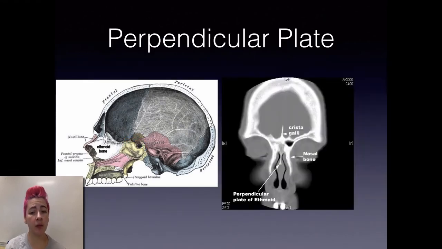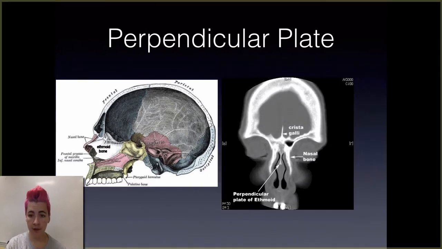There is the perpendicular plate, also part of the ethmoid bone. This creates the nasal septum in the nose. On the front view, so that the x-ray picture is looking straight on frontwards, there's the perpendicular plate. Here is the perpendicular plate on that view.